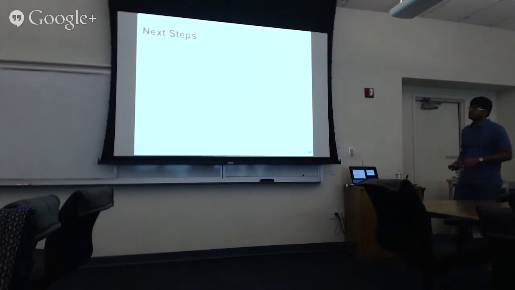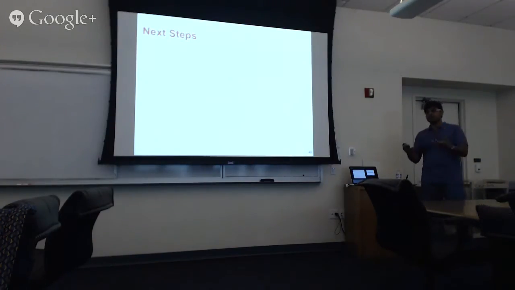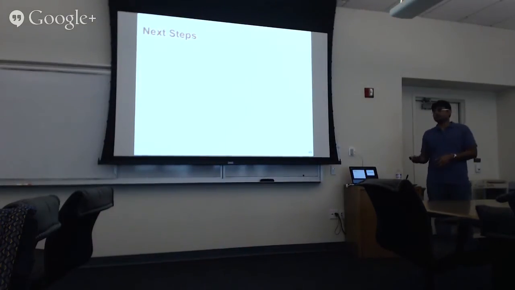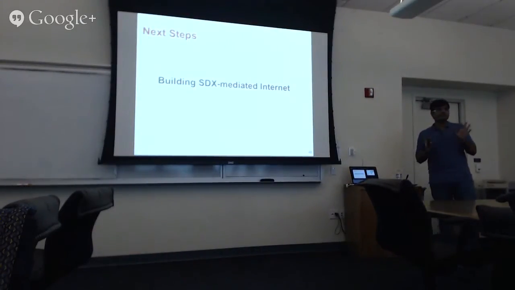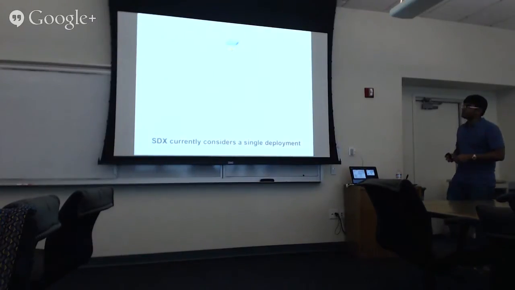So what's the next step here? Going back to the original problem, we want to make inter-domain routing more flexible. We want to make sure that inter-domain routing is in sync with the evolution of the inter-domain ecosystem itself. So the ultimate goal which we have is an STX mediated internet. And I'll walk you through the timeline of things.